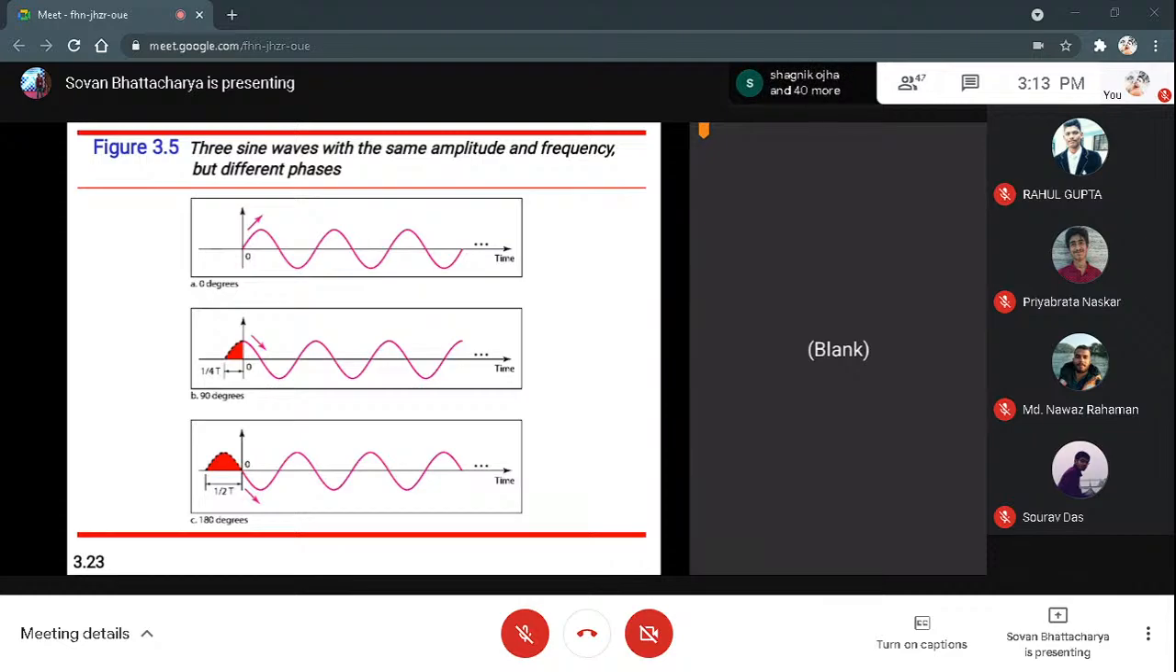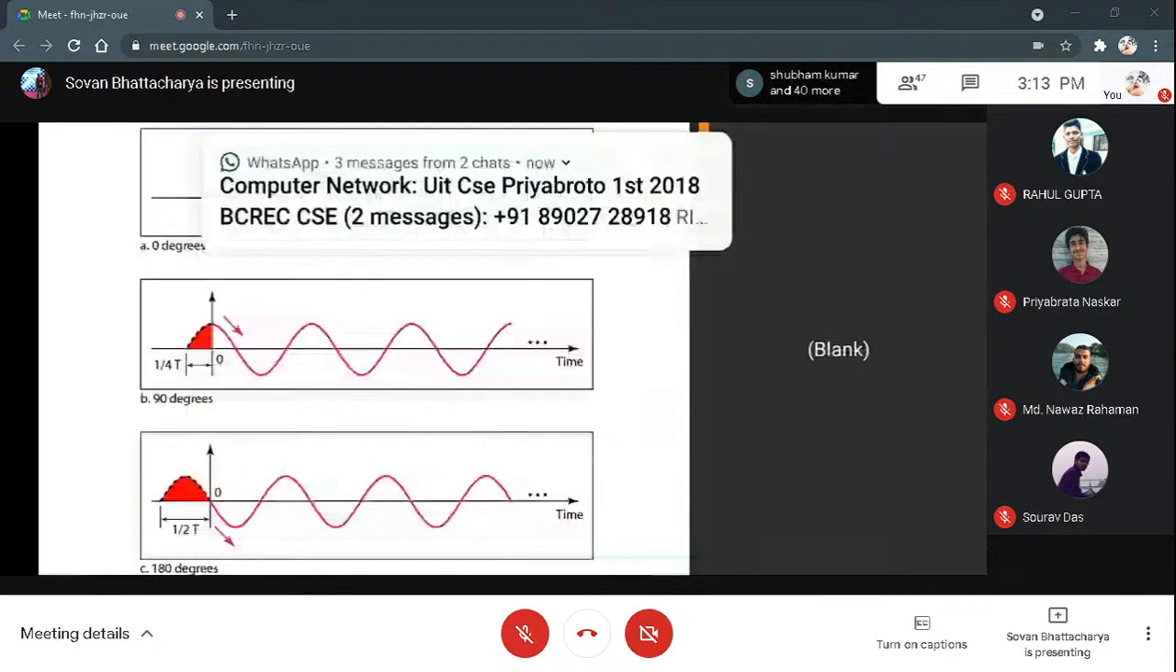On the y-axis. And minus 180 is this left side. So this is what happened.